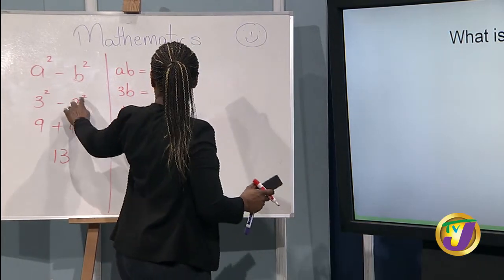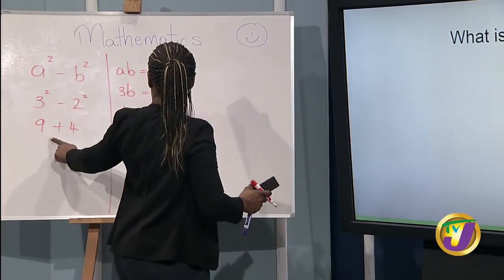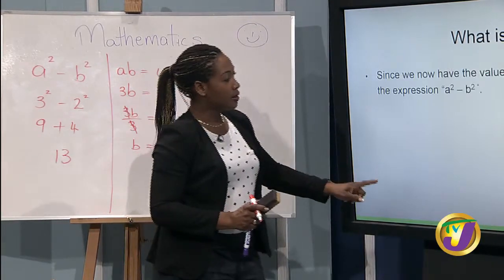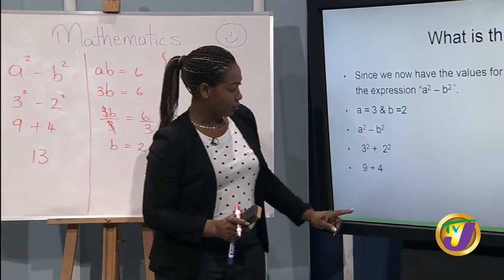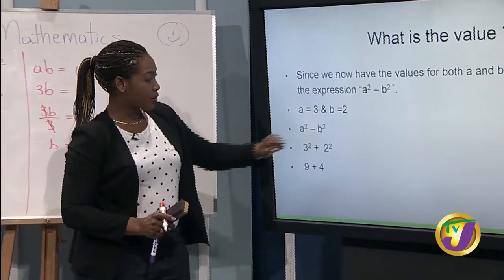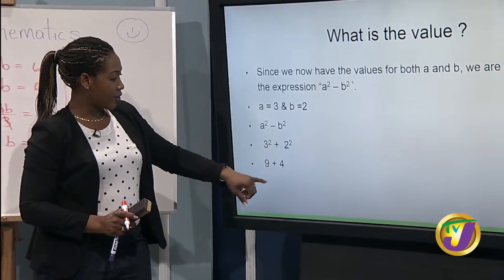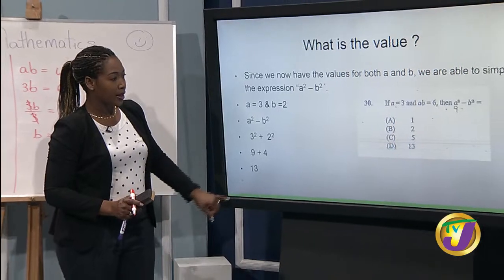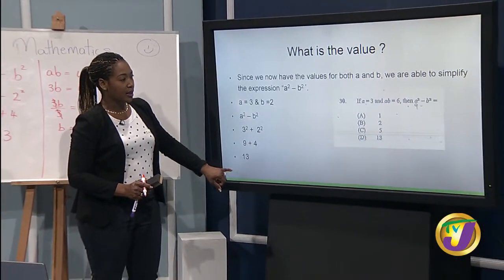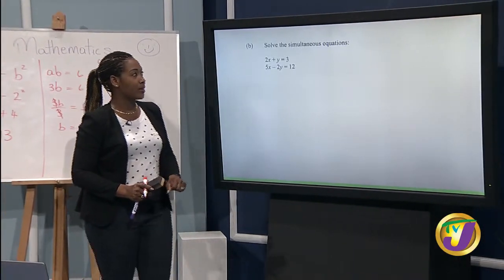So you would have squared negative 2, which would have given me positive 4. So let's look at it on the screen. There you go. You'd have squared it there, and you would have gotten 13. All right, guys, so your option there would have been D. Let us move on to the next question.